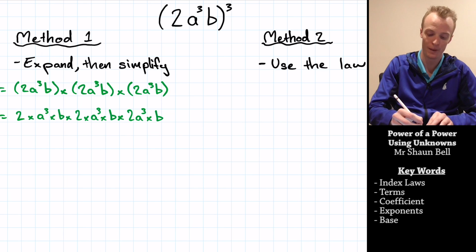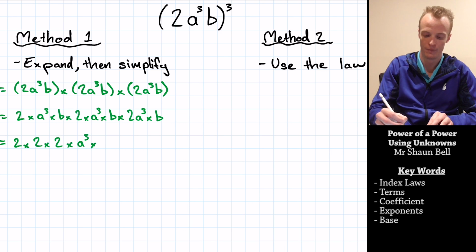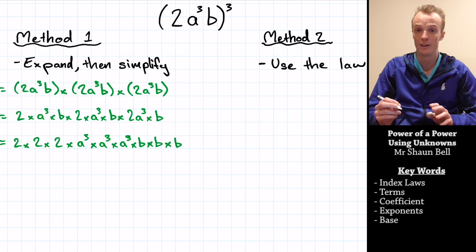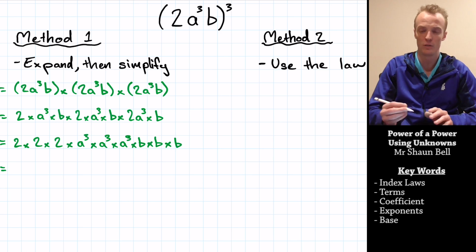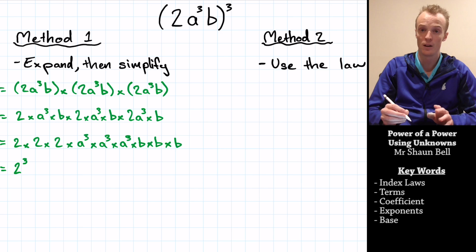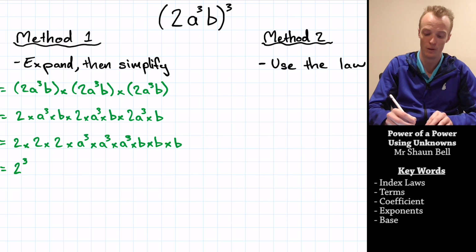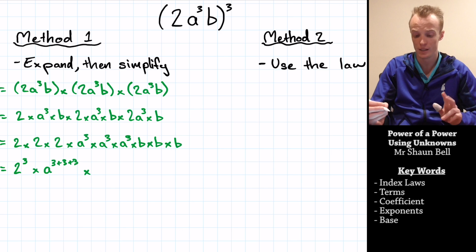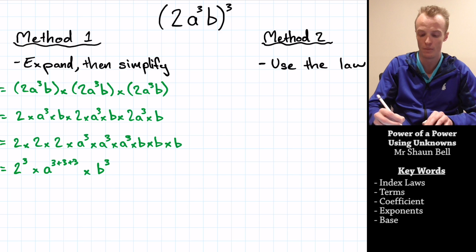And because there's nothing but multiplication, we can rearrange it in any order we like. So now I've ordered it with the like terms together, let's simplify it. Now here I've got the same number multiplied by itself 3 times. So that's 2 to the power of 3. In the next one, I need to use my multiplying indices law. So that's going to be the same base, but add the exponents. So 3 plus 3 plus 3. Then the final one, I'm multiplying b by itself 3 times. So that's equal to b to the third power.